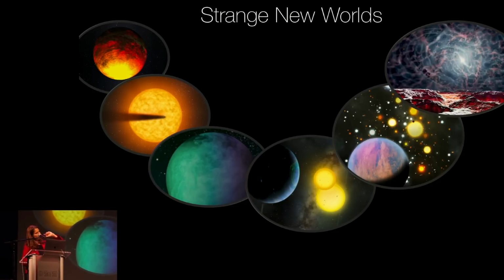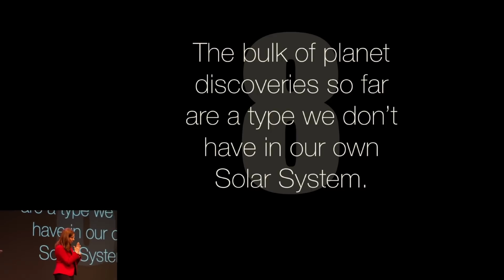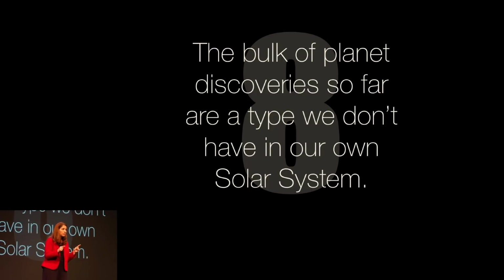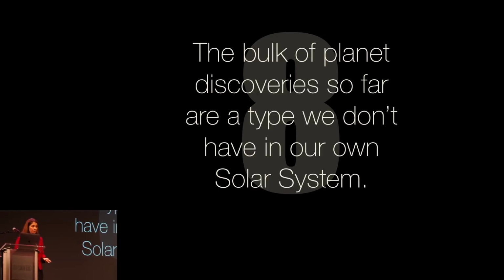Okay, the next fun fact is that the bulk of planet discoveries so far are a type we don't even have in our solar system. To drive this point home, we're going to look at the data a little bit differently. Instead of the scatter plot with all those dots, we're going to have a bar graph. We're just going to count the planets at different sizes. And I'm going to make it really easy for you.